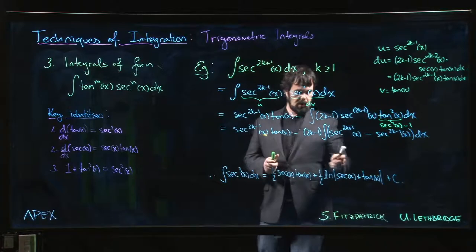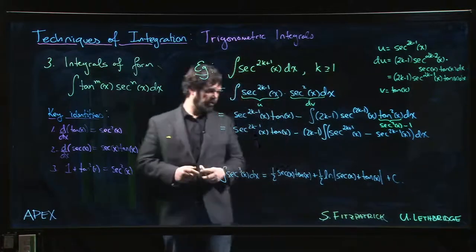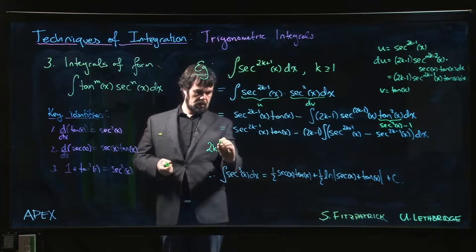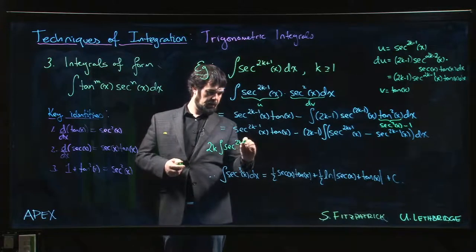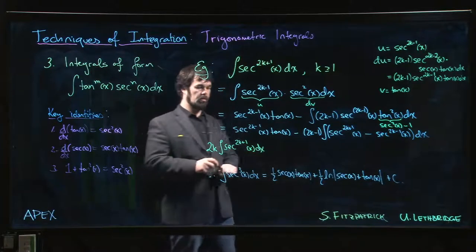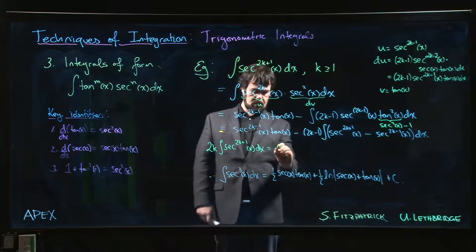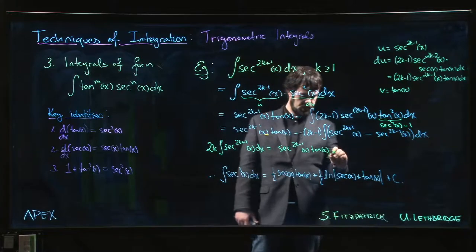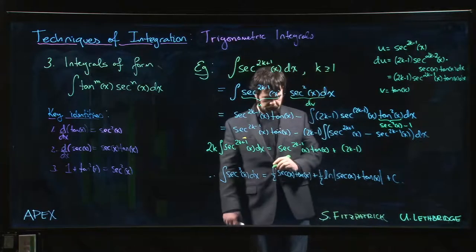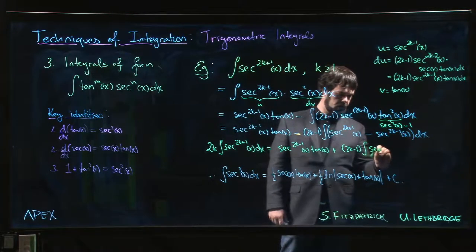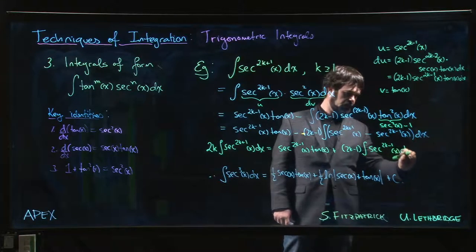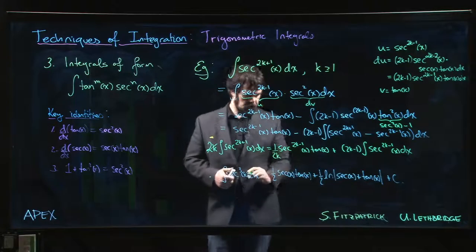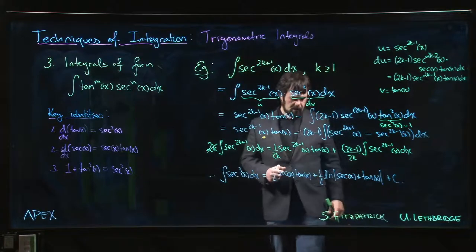So we play the same game that we did before. We can take this integral and bring it over to the other side. So we have 1 plus 2k minus 1. What we get is 2k times the integral of secant to the 2k plus 1 is equal to secant to the 2k minus 1 of x times tan x plus 2k minus 1 times the integral of secant to the 2k minus 1 of x dx. And then the last thing to do is we want to get rid of that 2k, so we divide by 2k. And we leave it here.